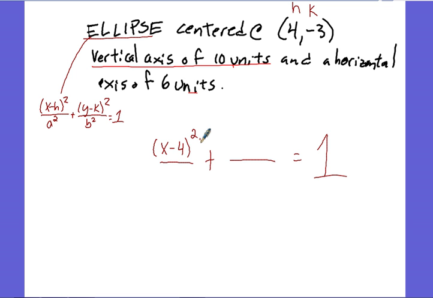Okay. So it says I have a horizontal axis of 6. So that means that my A is equal to 6. So then what number is going to go here? 36. Remember, it's A squared. So it's 36 that goes there. So then the other side, it's going to be what? Y plus 3 squared. And it tells me that my vertical axis is 10, so my B is 10. Therefore, this is going to be 100. Fantastic. Any questions so far? Okay, a few more.